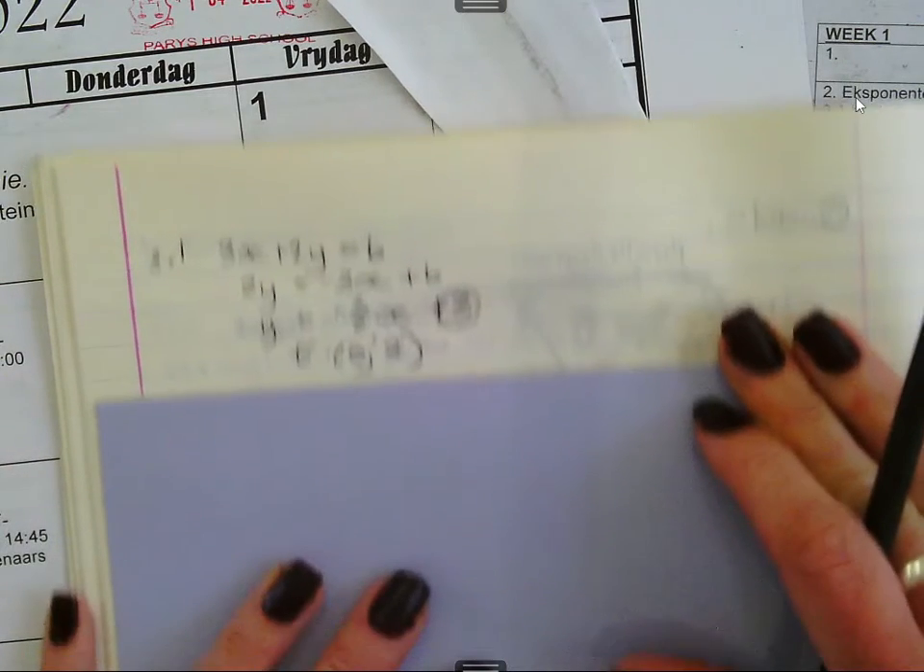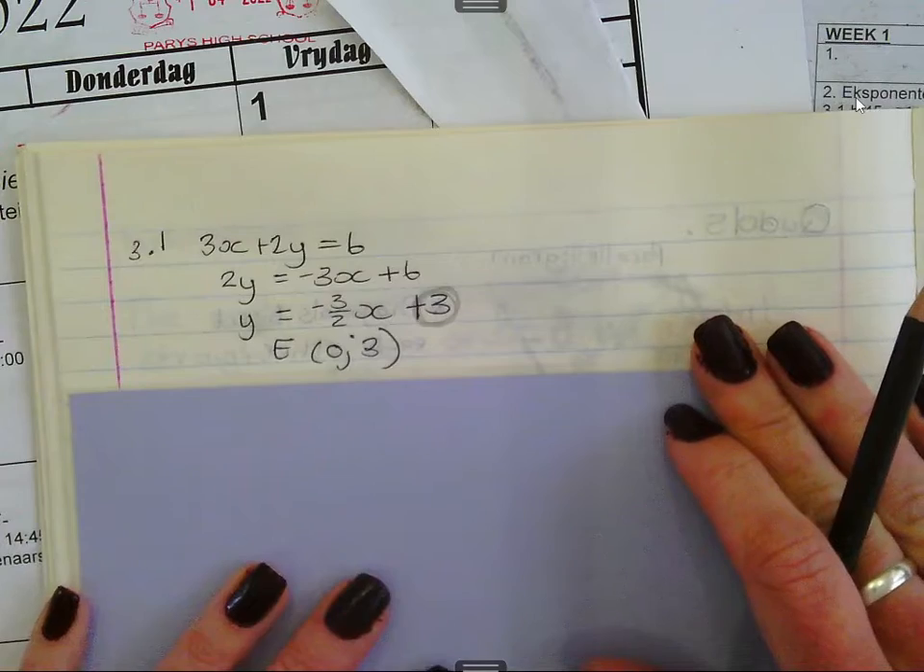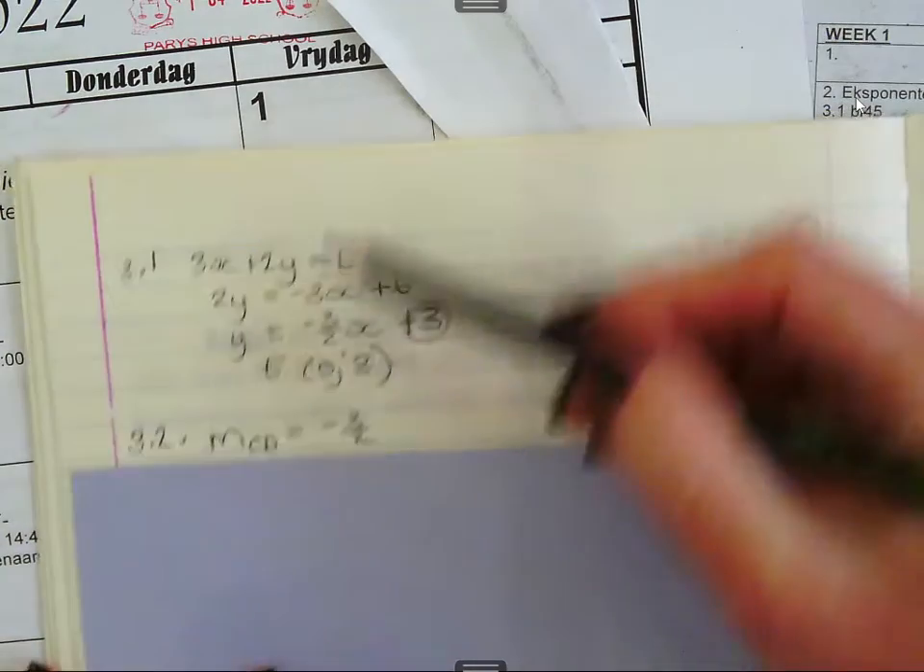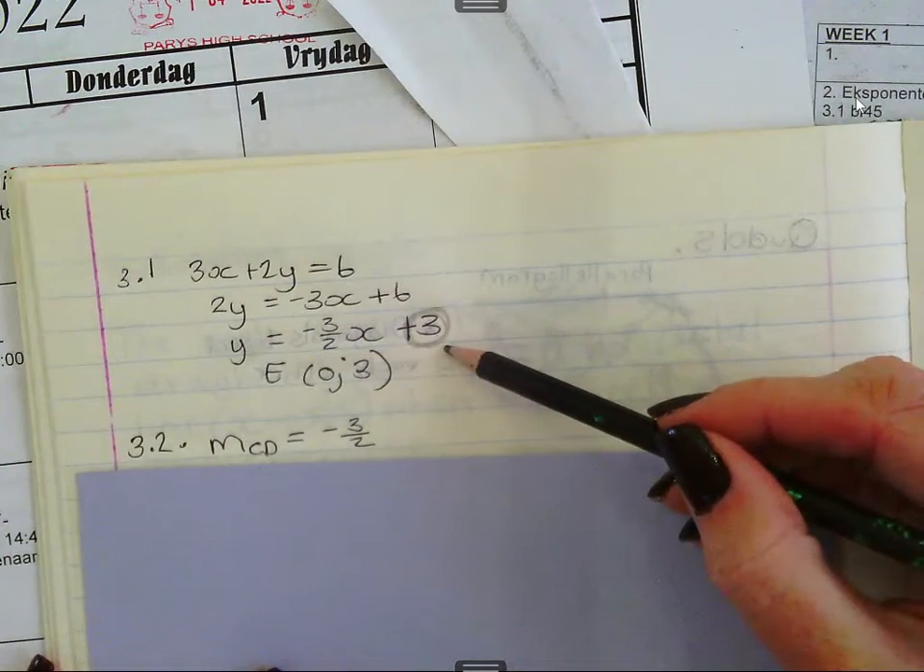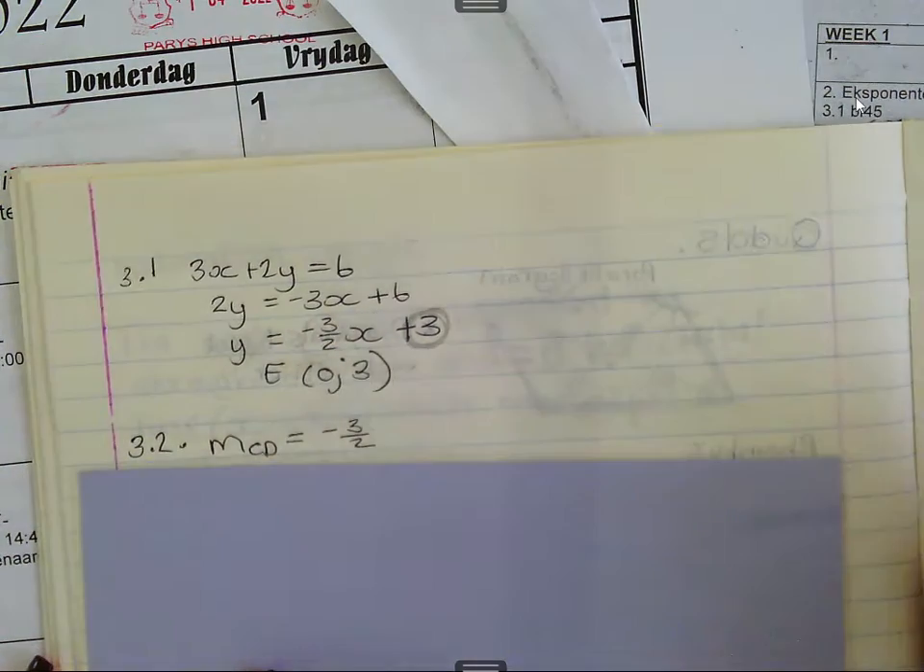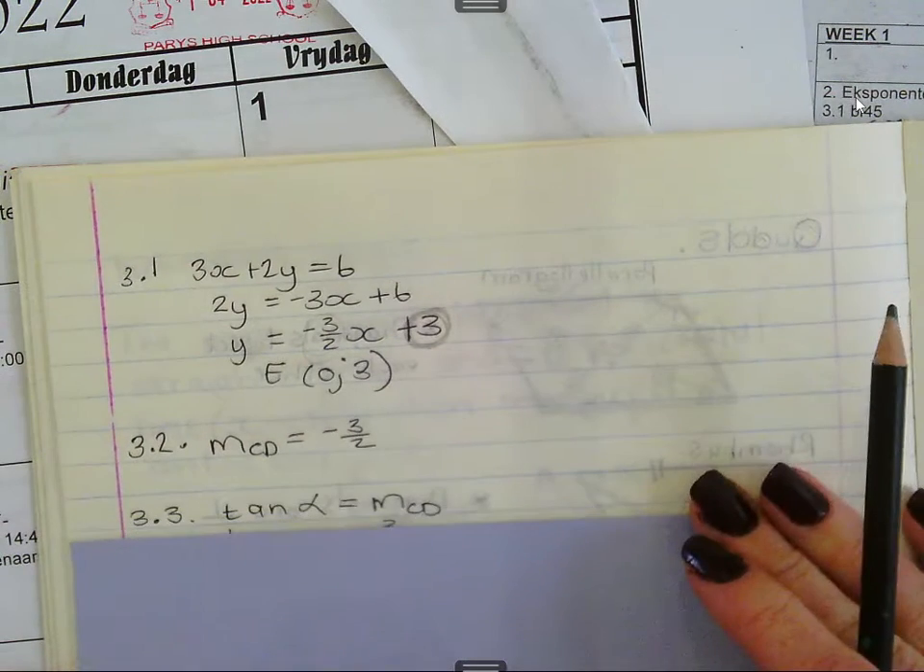Next up, they asked you to determine the gradient of CD. Once you have the equation in standard form, all you need to do is take the gradient from the equation. And then it's negative 3 over 2.